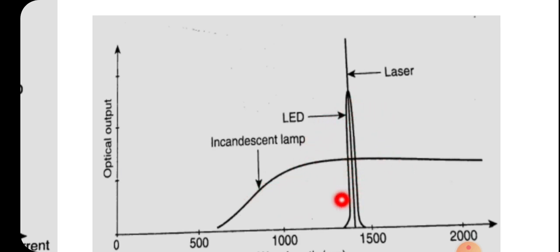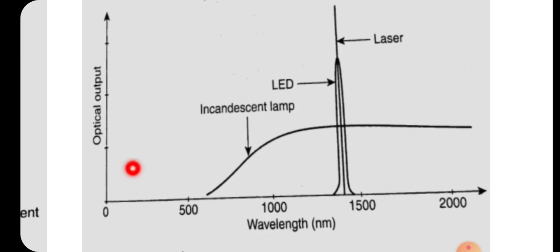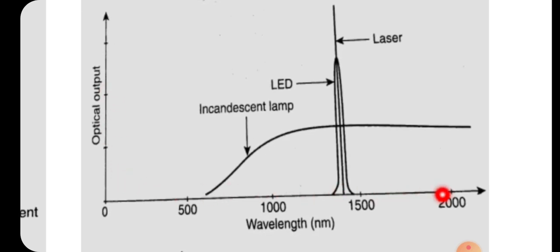If you consider the SLD, you can see that the spectrum width will be like this, and in the case of the laser, it will be like a point, like a straight line. So that means the number of frequency components in the case of laser is less than in the case of LED. And this shows the spectrum of an incandescent lamp. It has a very wide spectral width. This is a plot of output power versus wavelength.